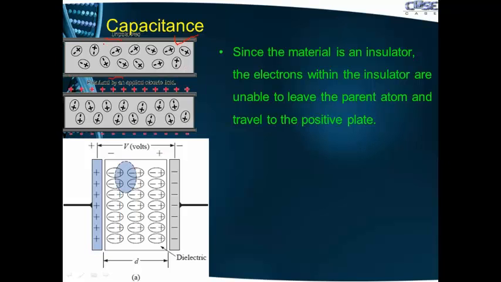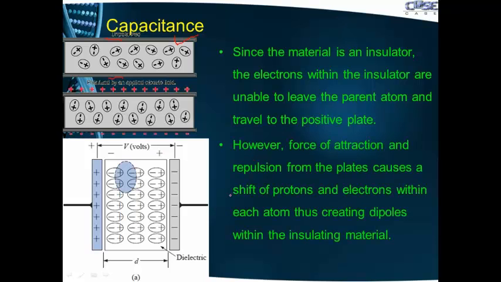So what happens is, however, force of attraction and repulsion from the plates causes a shift of protons and electrons within each atom, thus creating dipoles within the insulating material. That is, within the insulating material there are electrons and protons. There are atoms, and for every atom there is a proton and an electron, and these atoms are randomly aligned in the absence of any external electric field.